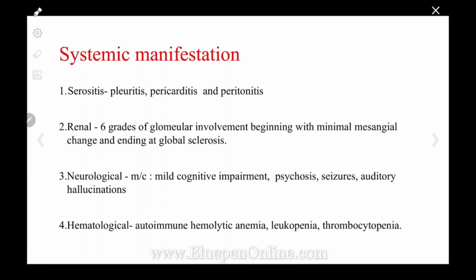Among the neurological manifestations, the most common is mild cognitive impairment, followed by psychosis, seizures, and sometimes a characteristic feature is auditory hallucinations. Among the hematological manifestations, autoimmune hemolytic anemia, which gives us a direct Coombs test positive, leukopenia can be seen, and thrombocytopenia can be seen.